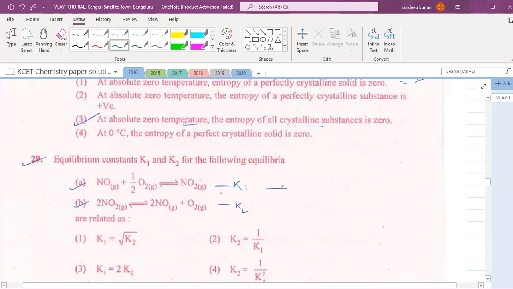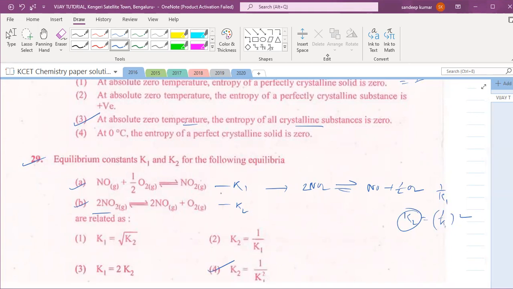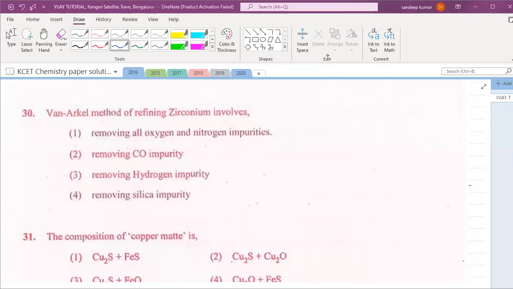We get K2 if you reverse this reaction, so you can write NO2 gives rise to NO plus half O2, right? When you reverse the reaction, the equilibrium constant becomes reciprocal. Now, if you multiply by 2, the constant becomes 1 by K1 the whole square. So it is K2 by K1 squared. The fourth option is correct.